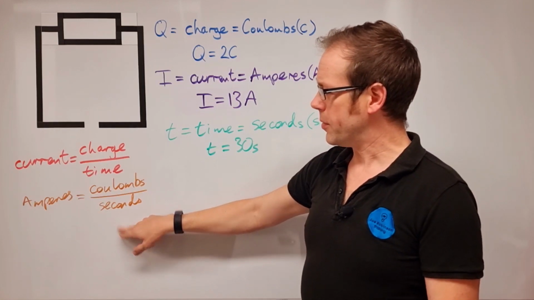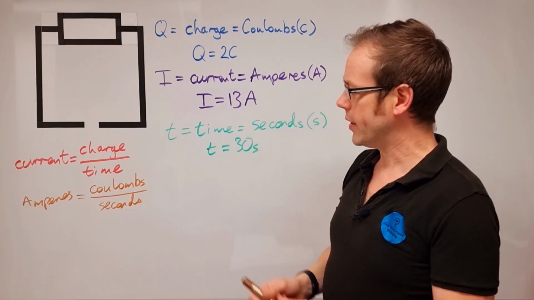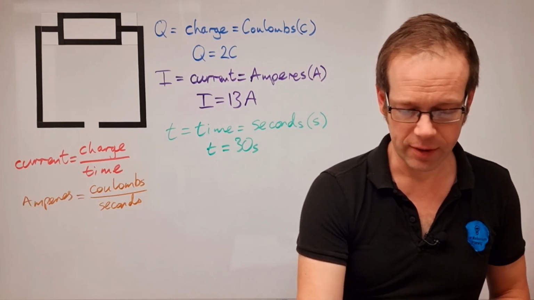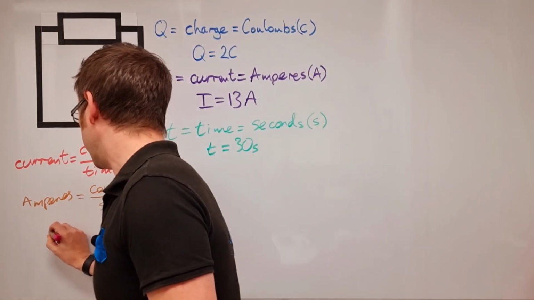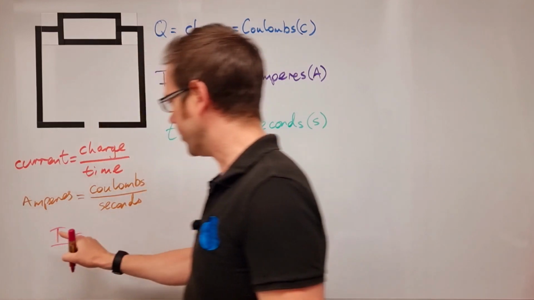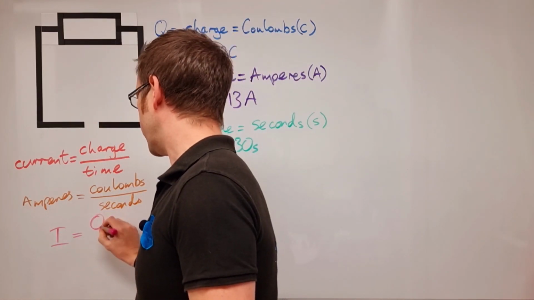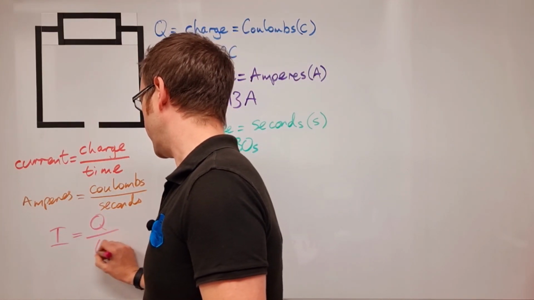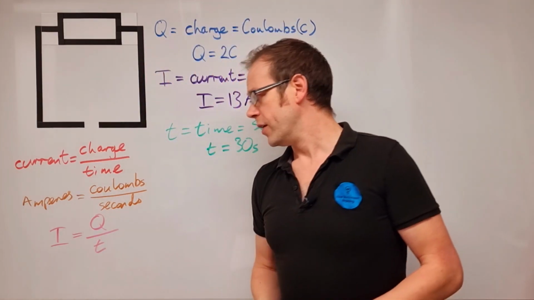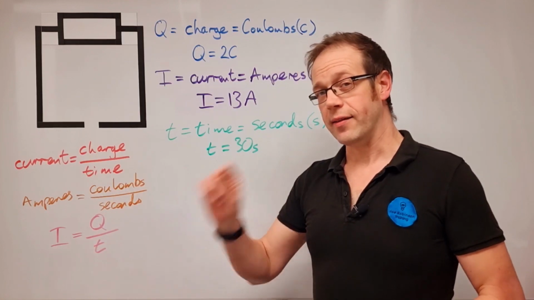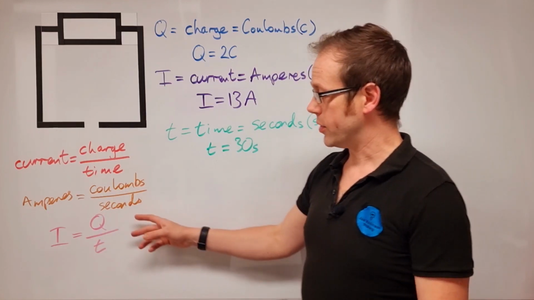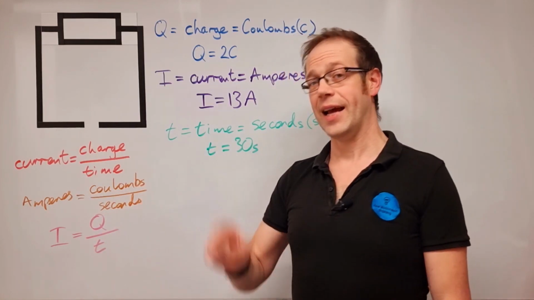So let's try and put this into mathematical terms. What we end up with is something that looks a little bit like this. We would say that I, which is the mathematical symbol for current, is equal to Q for charge divided by T for time. So there we've got I is equal to Q over T. What we've got there is a fundamental formula that helps us to define what current actually is.